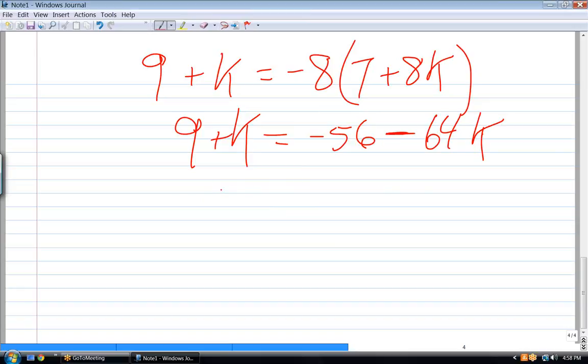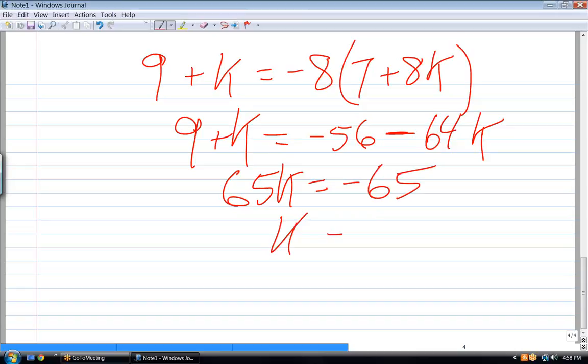So what's the next line? And you also want a minus 9. Okay, so you get 65k equals then 56 plus 9. Sometimes you can't avoid the negative. Yeah, and then negative 65. Okay. And then you get k equals 1. Nope. Really? Oh, negative 1. Okay.